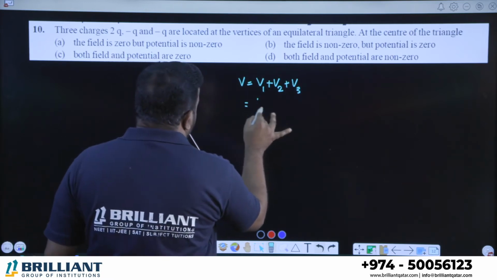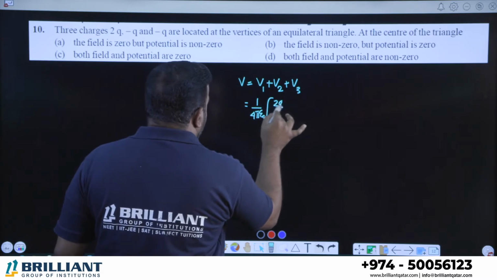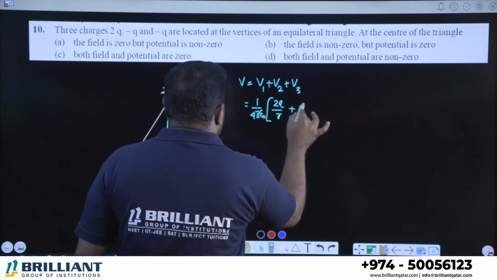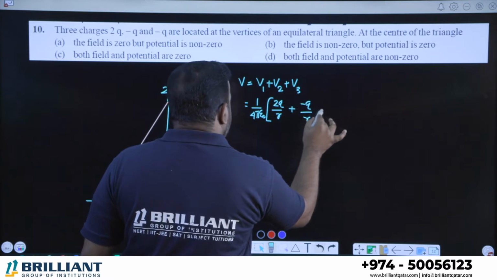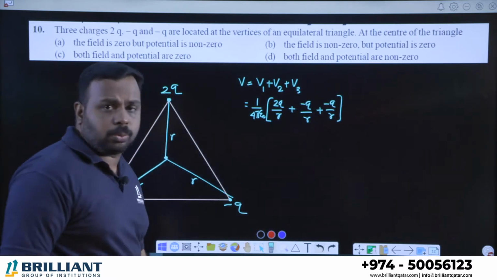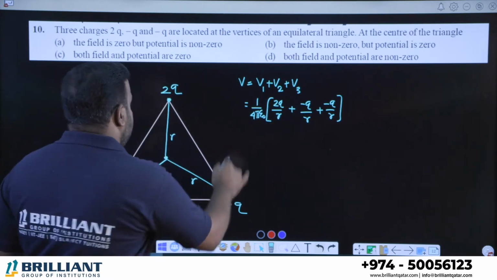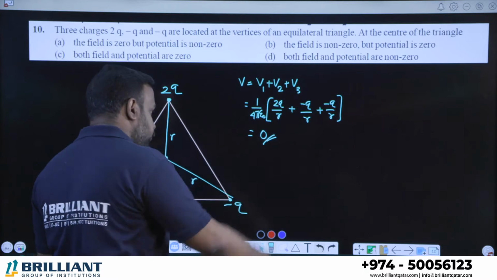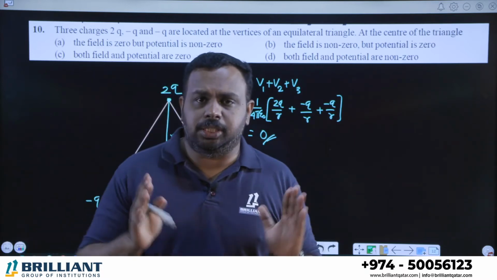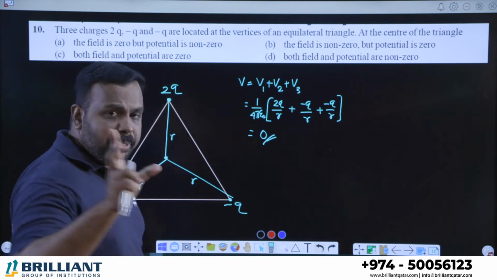So what we get: 1 by 4 pi epsilon naught into the first charge, 2q by r, plus minus q by r, plus minus q by r. So this r will come out. So what will be the result? Minus q and minus q will become minus 2q, and there is plus 2q. So definitely the potential will be 0. No doubt, the potential at the center of this triangle, at the centroid of this triangle, will be 0.